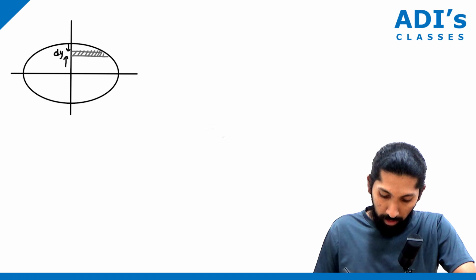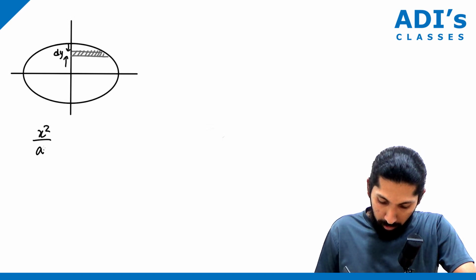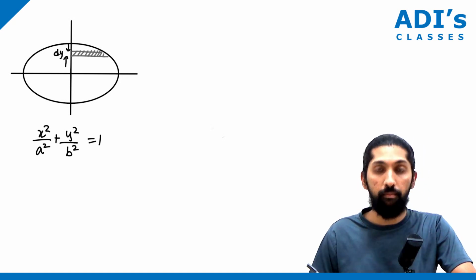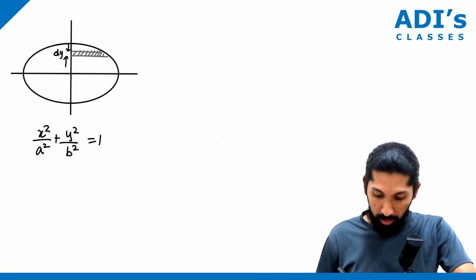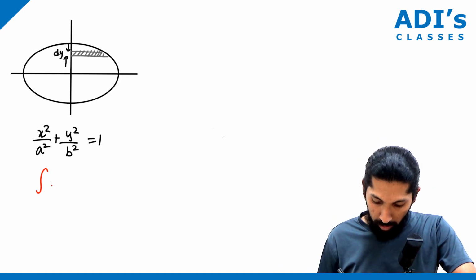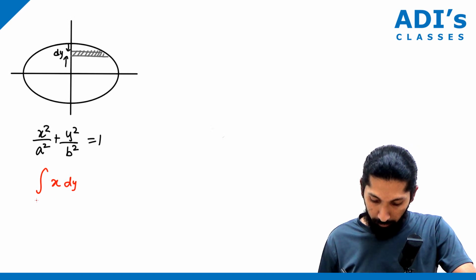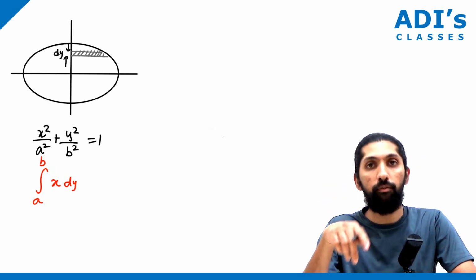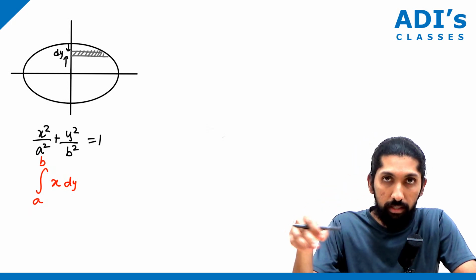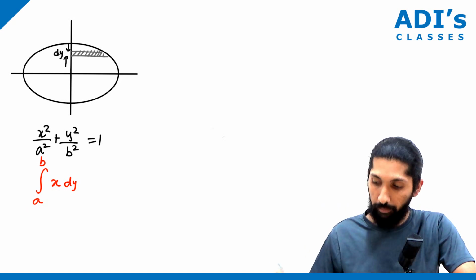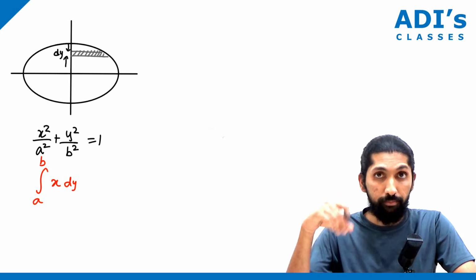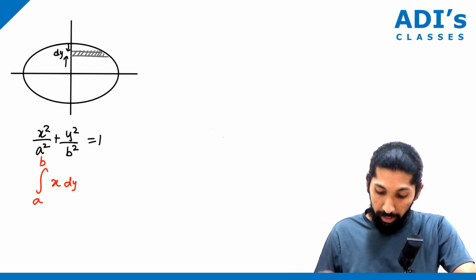What is the equation of an ellipse? x square by a square plus y square by b square is equal to 1, correct? The formula we'll be using is the integration of x dy from a to b. In the previous video, to find the area of a circle, we did y dx. Now we are doing x dy. Now you have dy, correct? We need to get x.